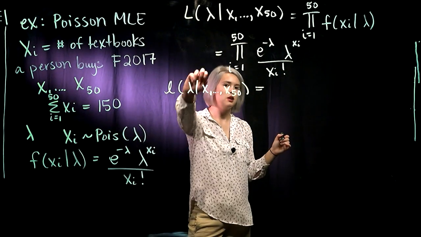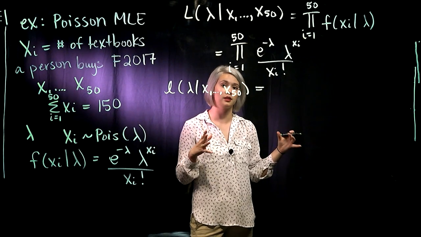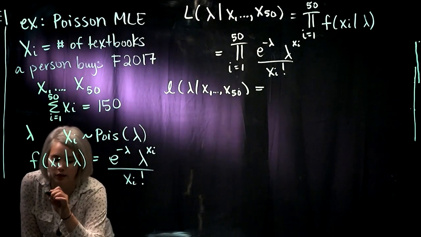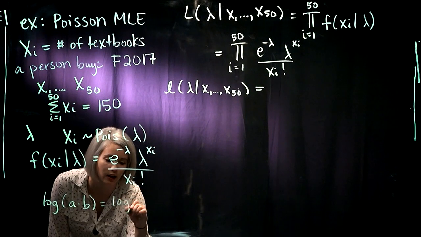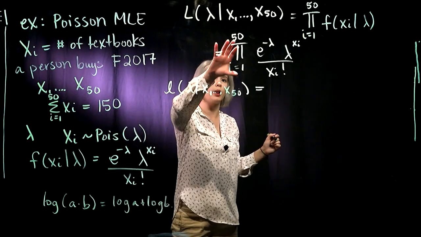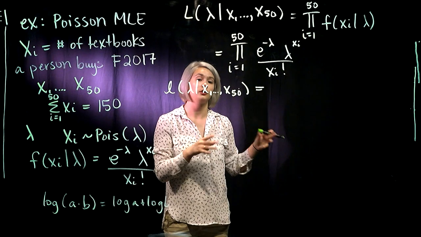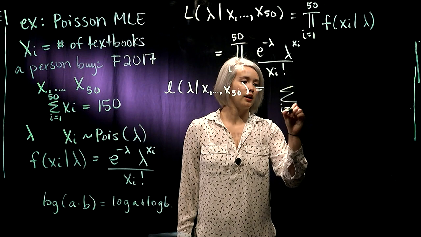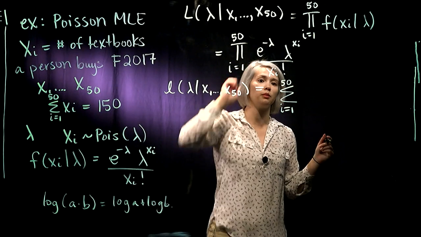So remember, here we have a product. If we're taking the log of a product, that's the sum of the logs, right? The log of a product, like a times b, is equal to the sum of the logs. So log a plus log b. All right, so that's what we're going to use here. We have a product, we're taking the log. The log of a product is equal to the sum of the logs. So it's equal to the sum, i equals 1 to 50, of the logs.